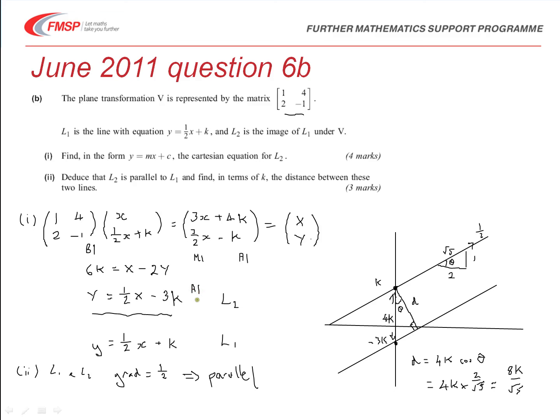Part 2, for stating that the gradient of both lines are equal to a half, and that implies they must be parallel. You'll get an explanation mark for that. And then for showing an appropriate method in order to find the value of this distance, you get 1 mark, and then again an accuracy mark for getting the correct statement there.